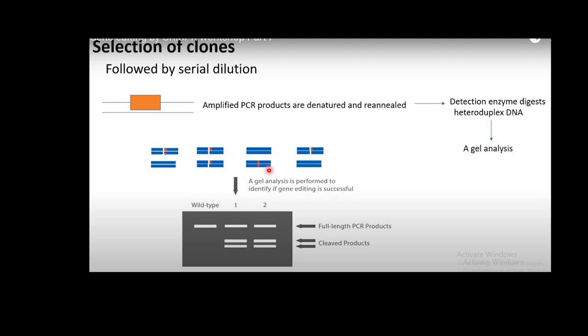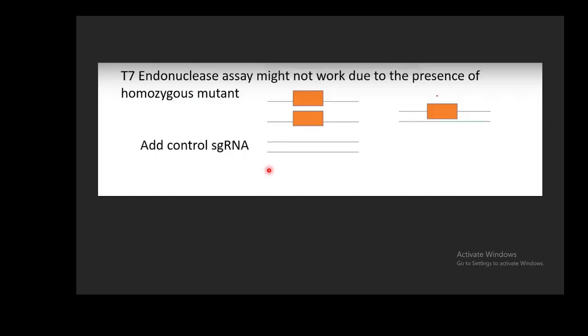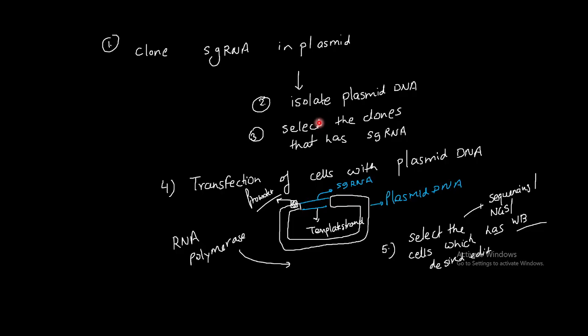So how will you differentiate it? For that you should add the control sgRNA. So this sgRNA will interact with this, because you will denature and then re-anneal, and in that case it will form the heteroduplex DNA, which is going to be cleaved by the T7 endonuclease. So then you can say that this particular region, in this particular cell or clone, both the strands are mutated. So these are the things which you can do for the selection.